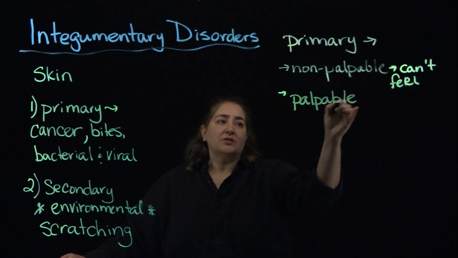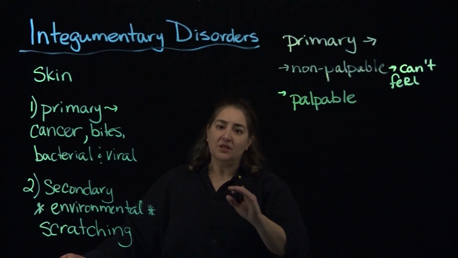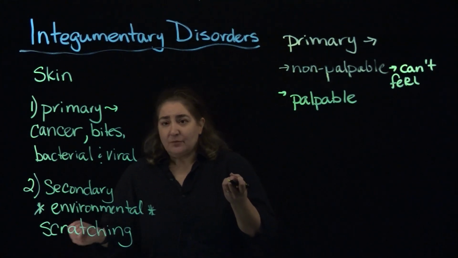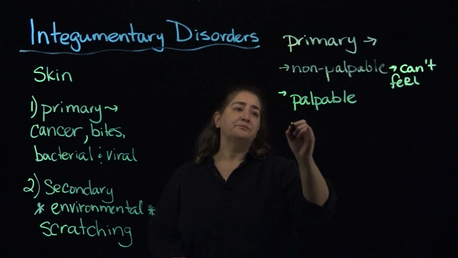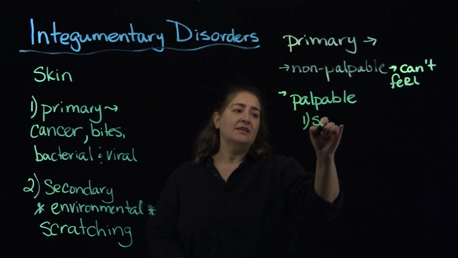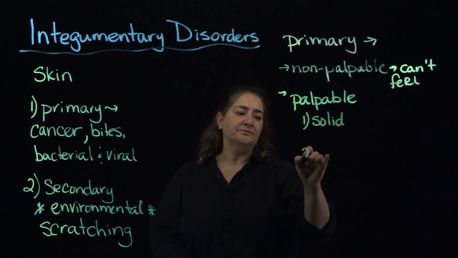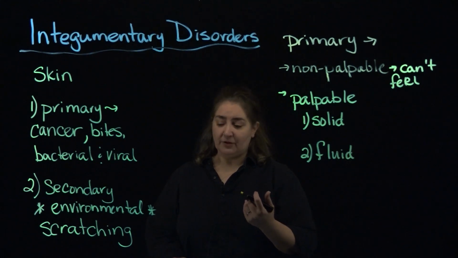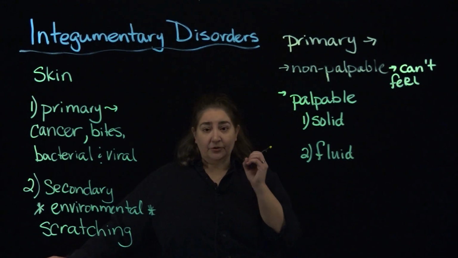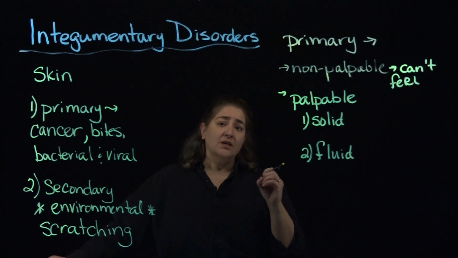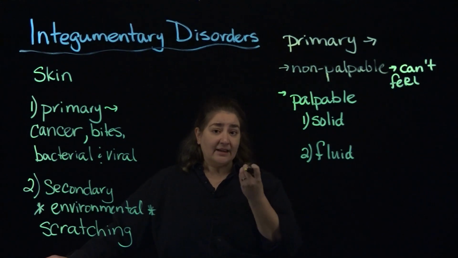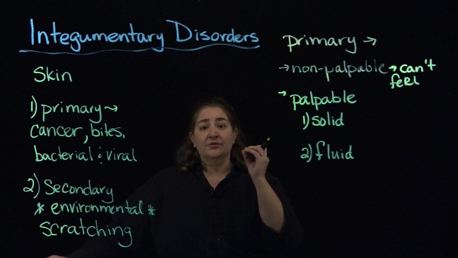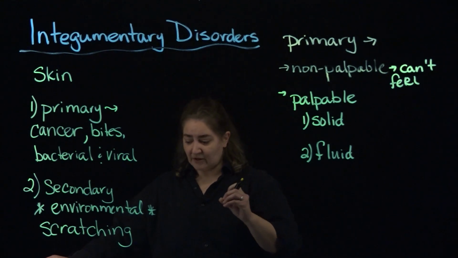Then we have palpable lesions. Palpable means you can feel it. When you touch the skin, it feels raised or it feels different. Typically, it's going to be raised. With our palpable lesions, they can either be solid or they can be fluid-filled. With fluid-filled, you're talking about things like pustules. Pustules might be something like with acne, where you've got a bacterial infection in the sebaceous gland. You can feel there's something that moves in there. It's a little bit liquidy.